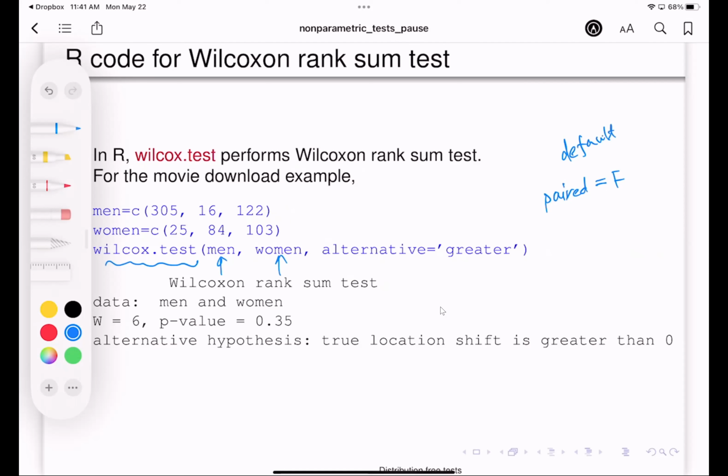And in this case, if we specify the alternative as greater, we'll get a p-value of 0.35.